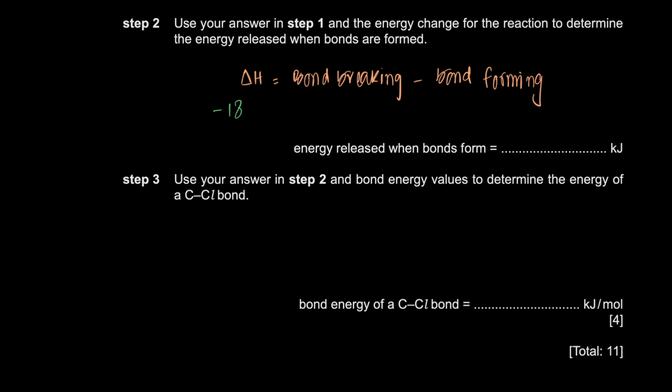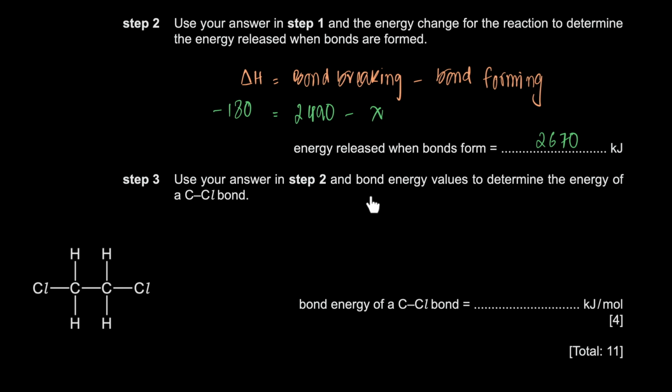This is negative 180. Bond breaking, we just calculated it. It was 2490 minus bond forming. So let's call it X. And we have to find this out. I think most of us will get the right answer, but note that your value is coming out to be positive. It's going to be 2670, right?